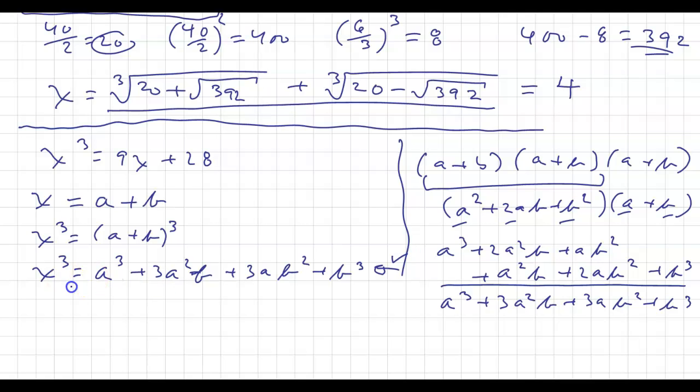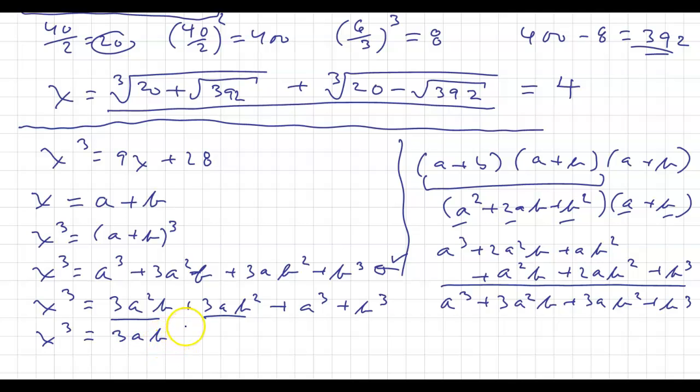Well, this expression, I can rearrange the four terms. And then something very lucky happens. These first two terms have a common factor of 3ab. And if I factor it out, I end up with a plus b, and this a cubed plus b cubed stay there.